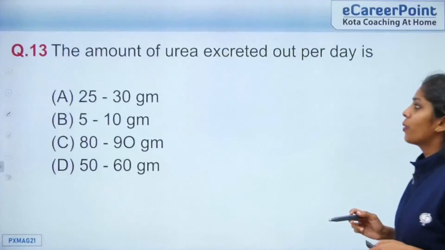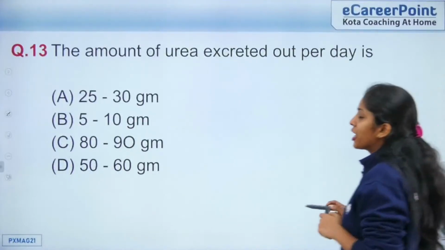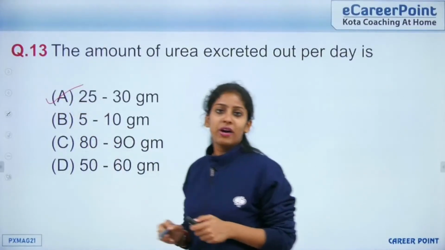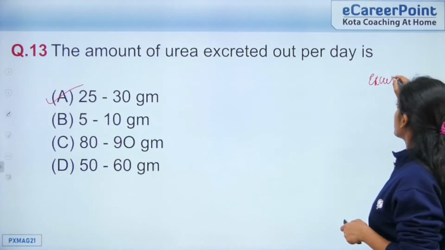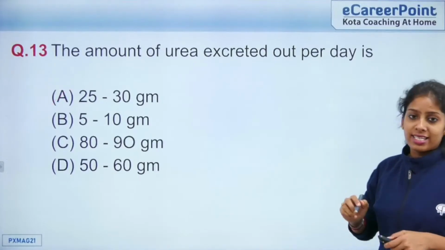Okay, so we go to question 13. The amount of urea excreted per day is 25 to 35 grams, a straightforward question. So this comes from excretory products and their elimination. So that is the chapter.